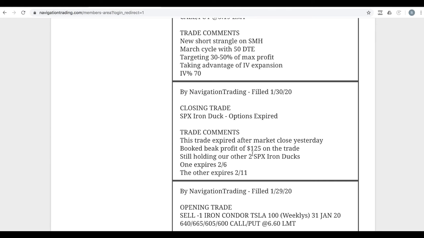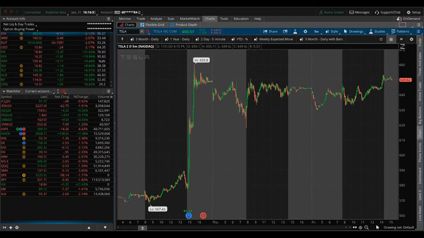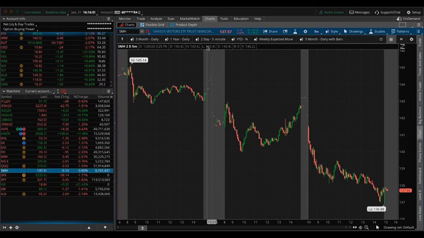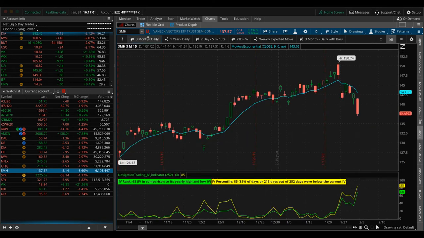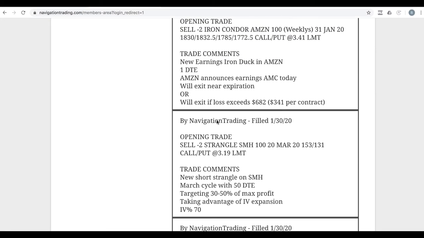Next trade, closing trade, SPX. So we had a third iron duck in SPX. Those options just expired. Booked a big profit of $125 on that trade. Then we had an opening trade in SMH. Implied volatility spiked up in SMH. You can see at this point now it's at 85, so it spiked even more than it was when we put this on. It's moved down slightly, so price is hanging out right here, still well within our range, just waiting for some time to pass in that one.